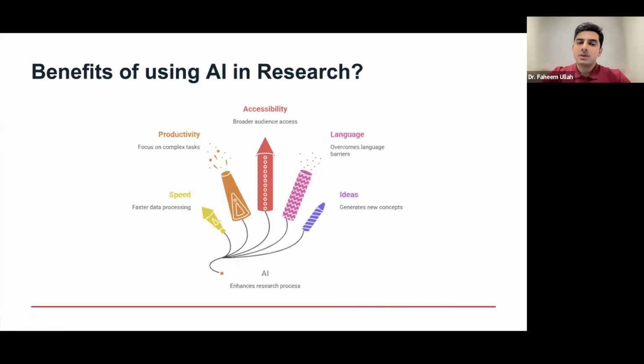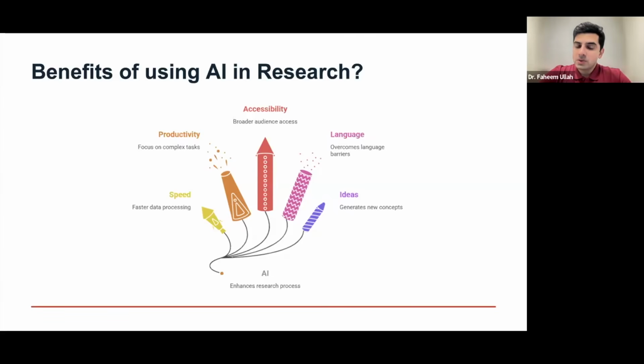Okay. Now, in the previous slide, we looked at where we can use AI tools in research. Now, this one is more about why we use AI tools. What is the benefit of using these AI tools? The first thing is speed. For example, if you are analyzing qualitative data manually using thematic analysis, it's going to take a lot of time, right? But if you do it through a tool, then what might take you a week can be done in a couple of hours.